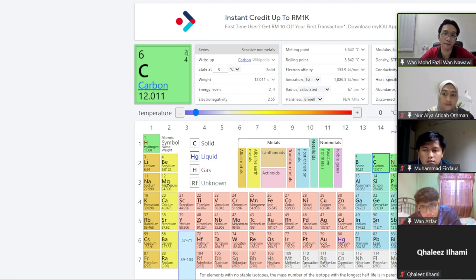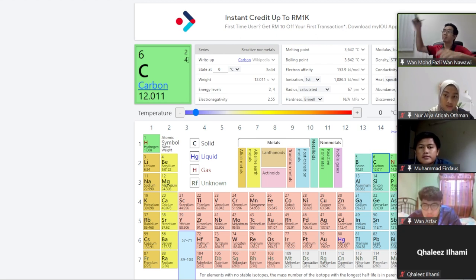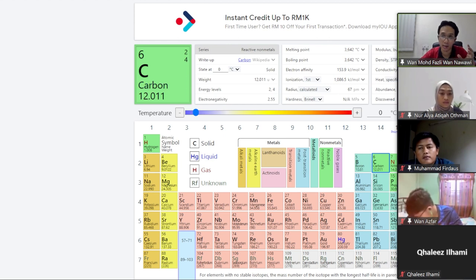So meaning that you have the 2 orbital. You have the S orbital and also the P orbital. I don't know whether you understand. Still understand, right? This 2 is the S orbital, the 4 is the P orbital. So basically the electron, they cannot just move here and there. They have orbital in the Bohr structure.